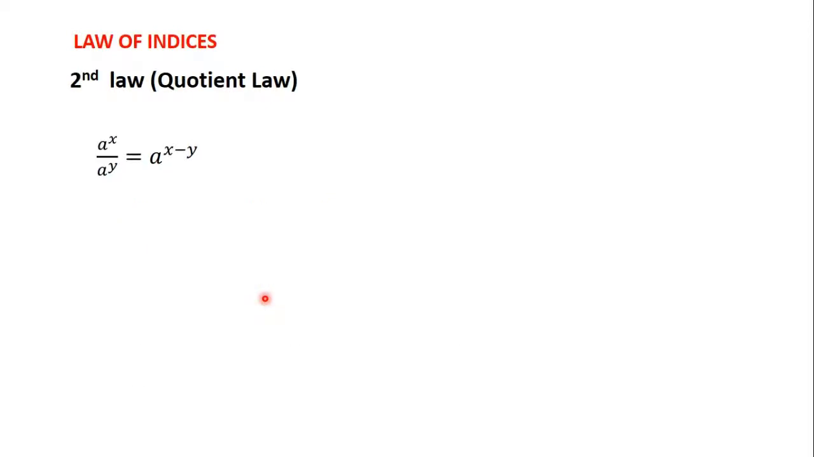Let's consider the next one. It's called the quotient law. Quotient means division. So in the previous slide, we considered multiplication. We are going to consider division here. Now, if these two numbers are dividing and they have the same bases, the quotient law says that write one of the bases and subtract the exponents. So in the other one, we are adding the exponents. So if it's multiplying, you add the exponents. If it's dividing, you subtract the exponents.